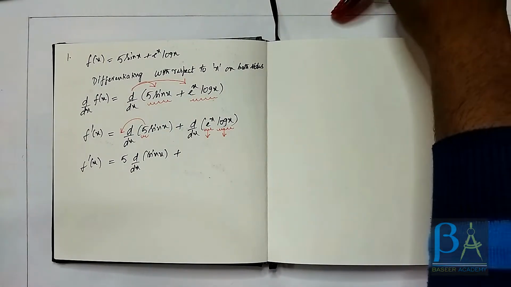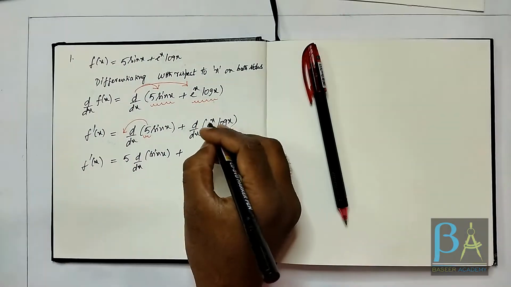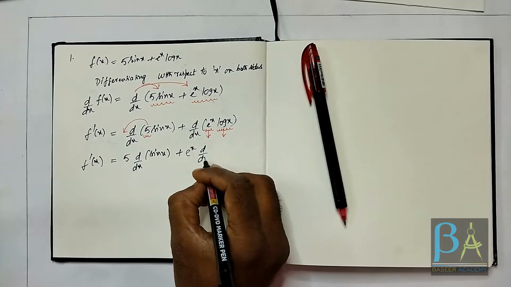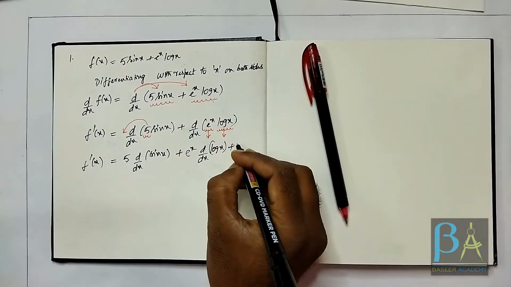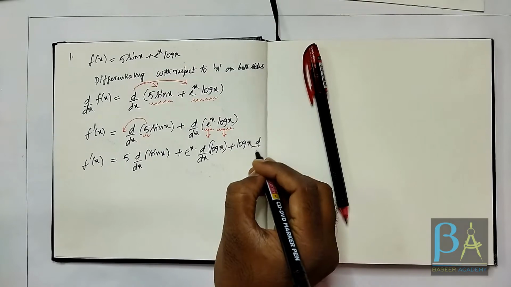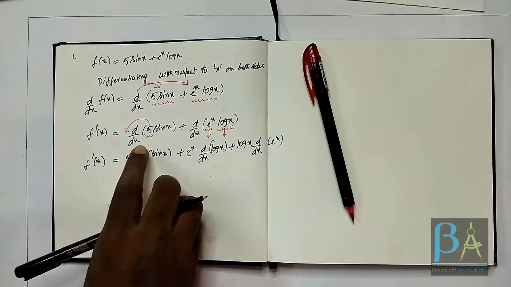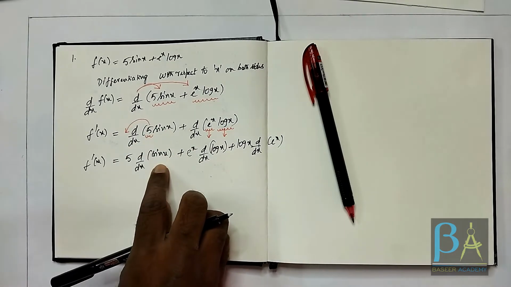How am I going to differentiate this? I'm going to keep aside the first function, which is the exponential function. So I'm going to keep aside e power x, and I'm going to differentiate log x. The next time, I'm going to keep aside log x, and I'm going to differentiate e power x. Let me take you through this once again. 5 was a constant, I took it outside, and I'm now left with only sine x.